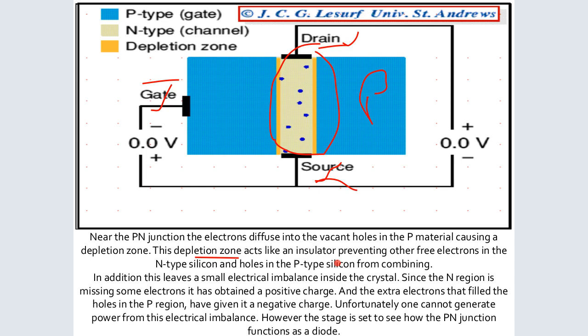That property of the junction or the depletion region to stop the flow of electrons gives the diode its application in electronics.